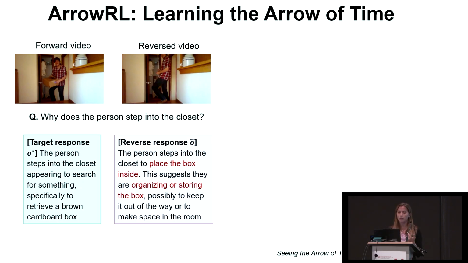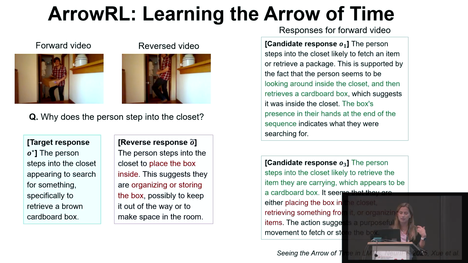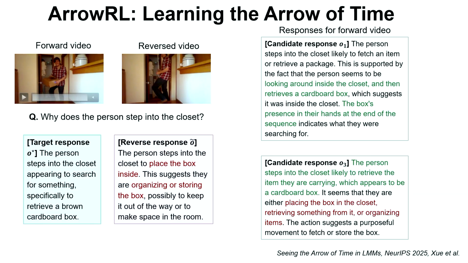All right, so then finally, what happens in this reinforcement learning post-training, we want to generate multiple possible responses from the model for the forward video, the proper video, and the question. And that's what I'm stacking on the right of the slide. Here are 2 such sampled outputs. Candidate response 1 talks about looking around in the closet, retrieving a box. Candidate response 2 talks about placing the box in the closet.